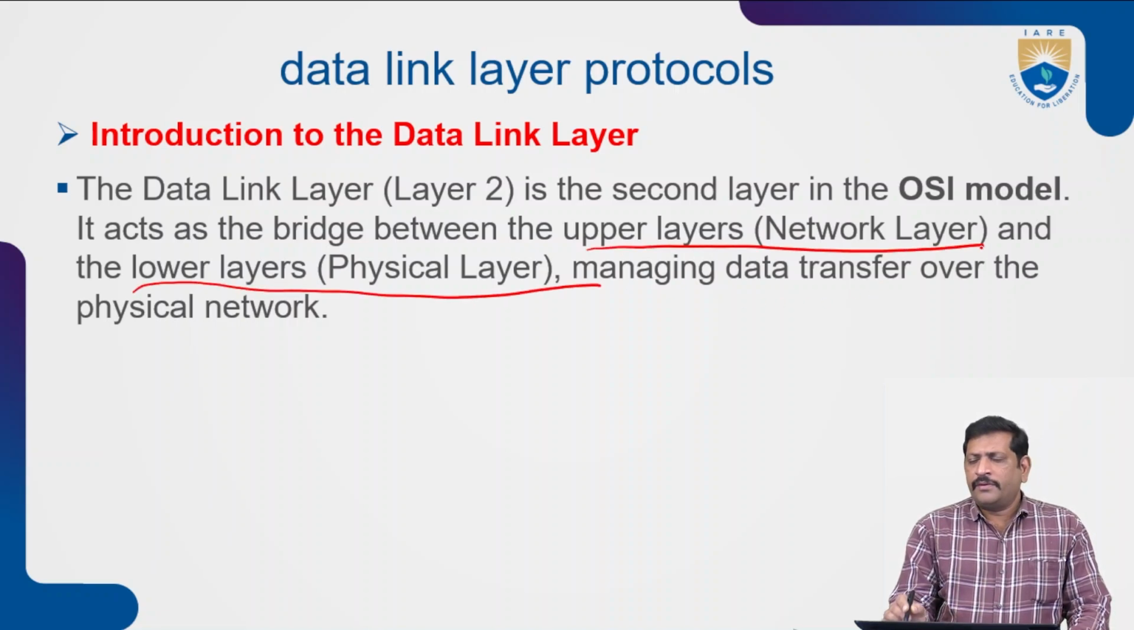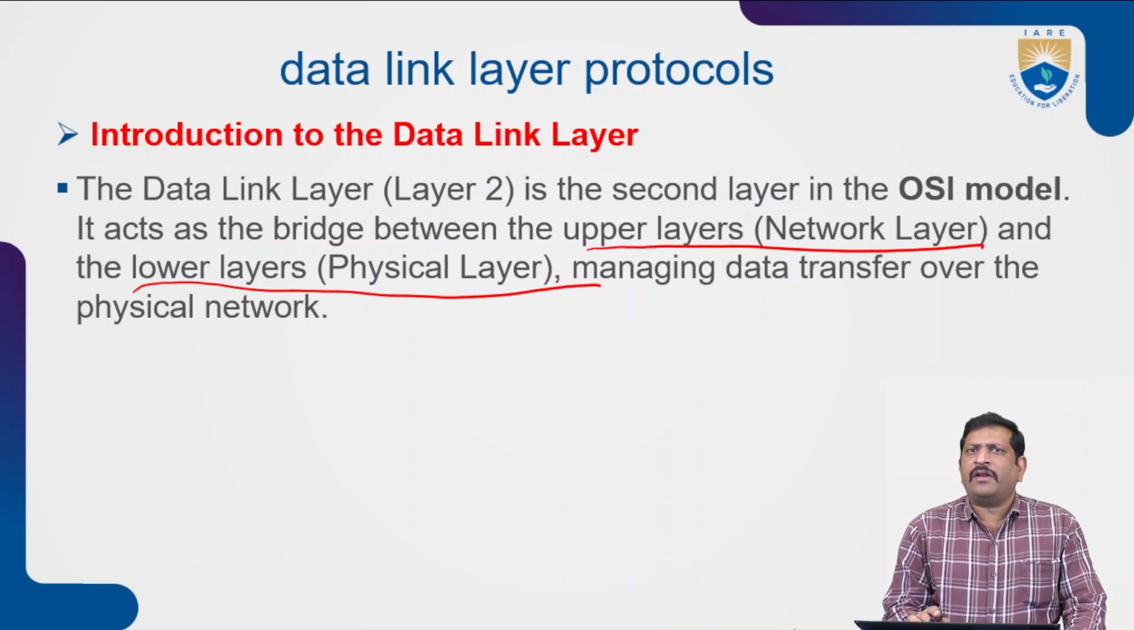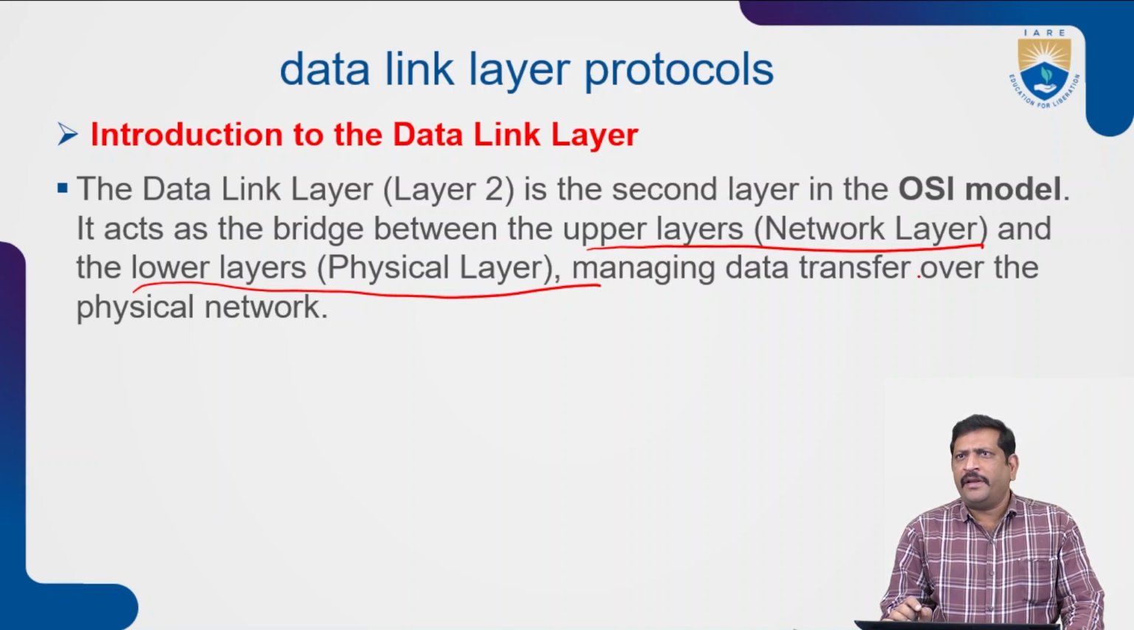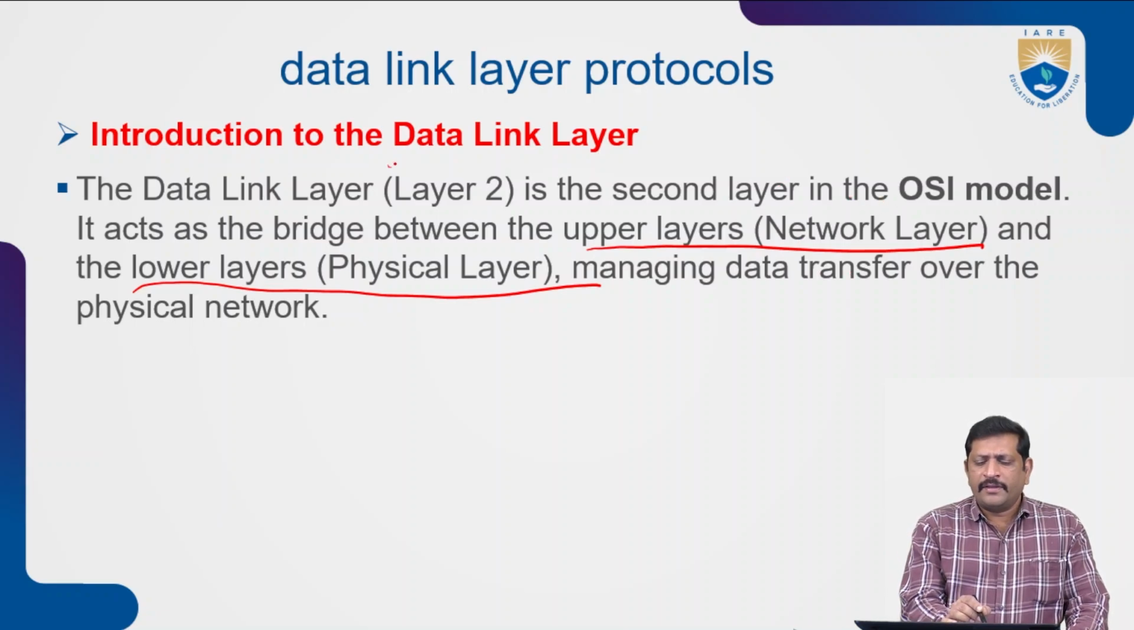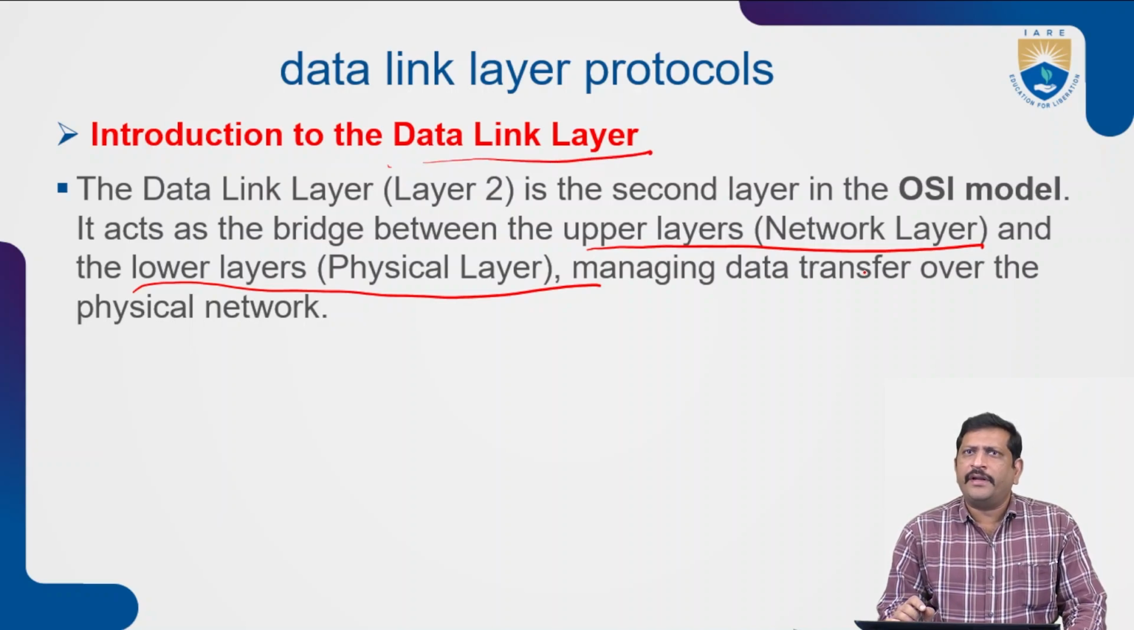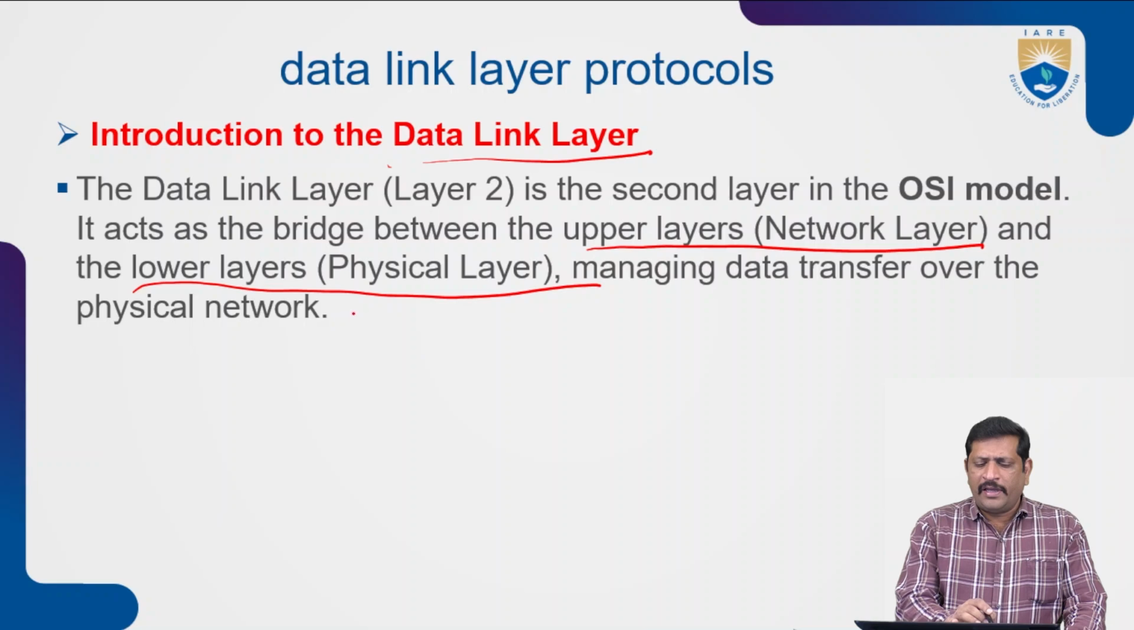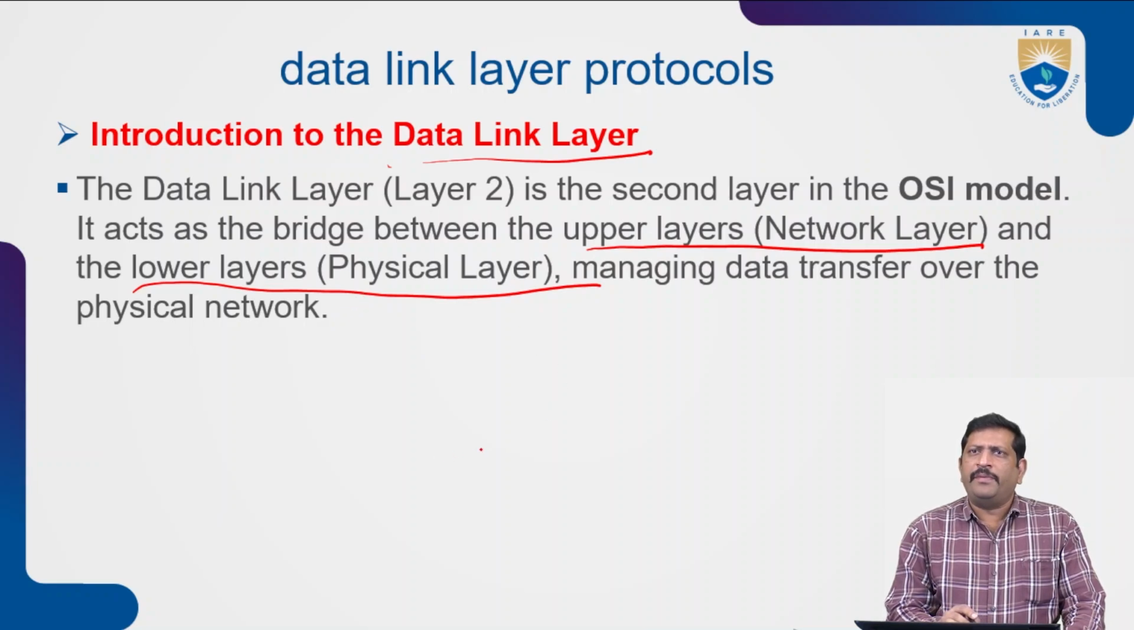From the upper layer, the network layer, data is transferred in the form of packets to the data link layer. Once the data is received in the form of packets, at the data link layer the packets are converted into data frames. Now these are the data frames, and they are transferred to the lower layer, the physical layer, where the data is converted in the form of bits.